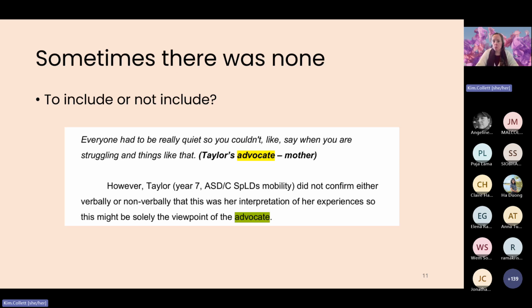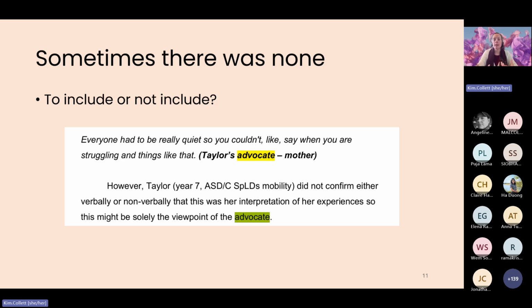Was there no confirmation because the participant didn't agree with it, or what was happening there? I decided to include them, and I'm still on the fence as to whether that's the best thing to do or not, but I decided to include them. I went full throttle and included everything. But I needed to make sure that I was very clear that this was the advocate's voice.